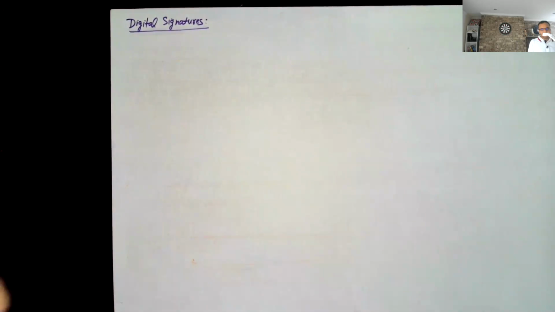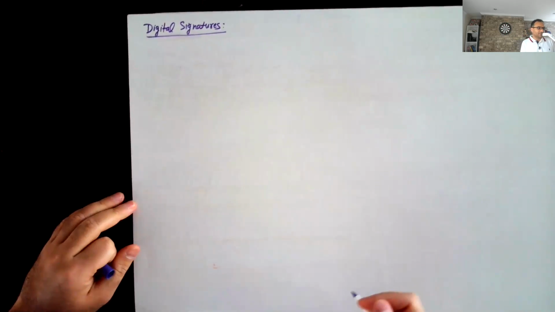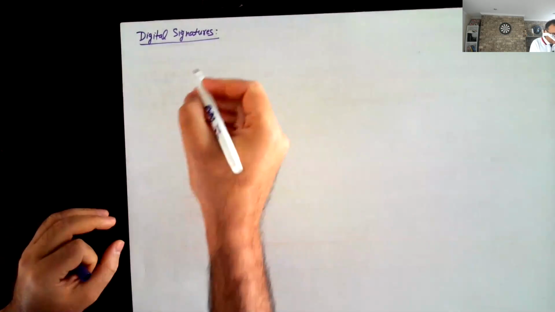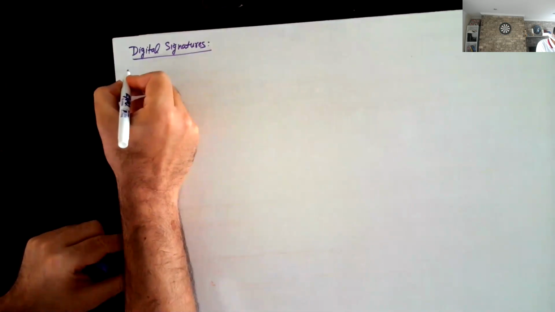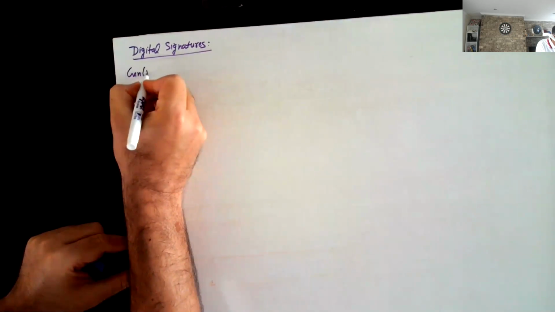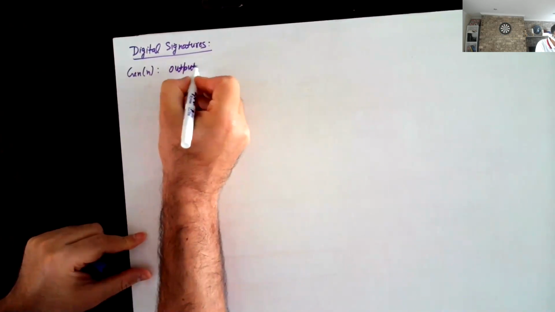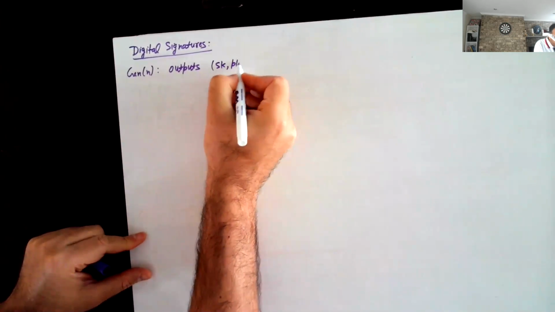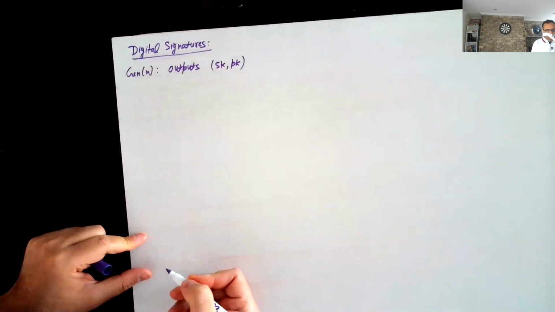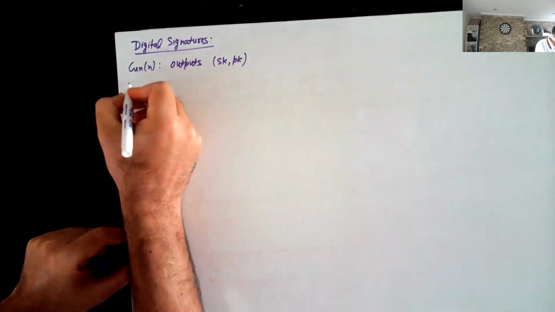Okay, and the idea here is that everybody can verify, even though the only person who can sign is the one holding the secret key. So again, any digital signature scheme must have three PPT algorithms. The first one being the key generation algorithm, as always, and this algorithm outputs a secret key and a public key. Okay, you can publish your public key in a newspaper or on some website or something like that.